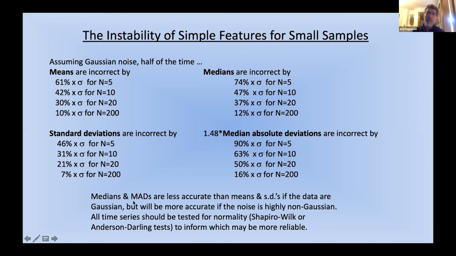The good news is that we can test for normality, for Gaussianity, and we should all the time, with the Shapiro-Wilk or the Anderson-Darling tests. That's not a time-dependent test. You just take all the fluxes, do a histogram, and do a non-parametric, unbinned test. So there should be tests for normality built into time series testing.